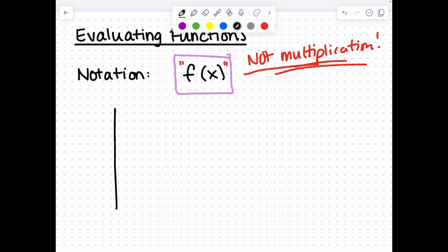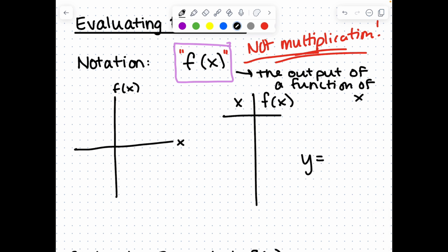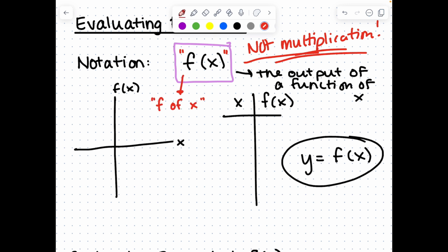Sometimes you might see it on a graph where you've got your x-axis labeled, and then instead of the y-axis, they put f of x. Sometimes you'll see it in a table. X, f of x. Really, that f of x just means the output of a function of x. And in our other talks, when we talked about outputs of functions, those were always associated with y. So really, y is the same thing as f of x if the relation you're looking at is a function. And we pronounce this f of x. So f is a function of x, but you just read it f of x.